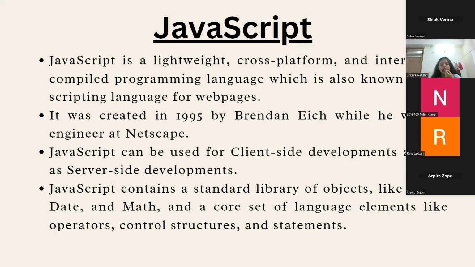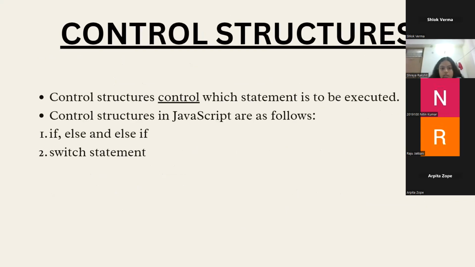JavaScript can be used for client-side development such as React.js, AngularJS, etc., as well as for server-side development such as Node.js. JavaScript contains a standard library of objects like array, date, math, and it contains a core set of language elements like operators, control structures, and statements. Today in this presentation, we will discuss in detail about control structures. So move forward towards control structures.